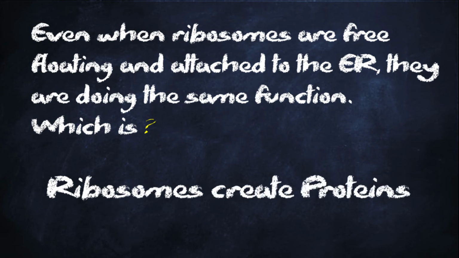And they do it when they're free floating. And they also do it when they're attached to the endoplasmic reticulum. So now that's what the rough ER does. It makes proteins because it has ribosomes.